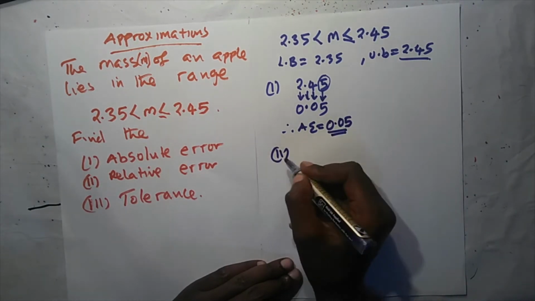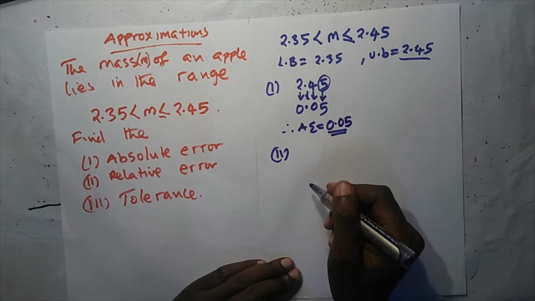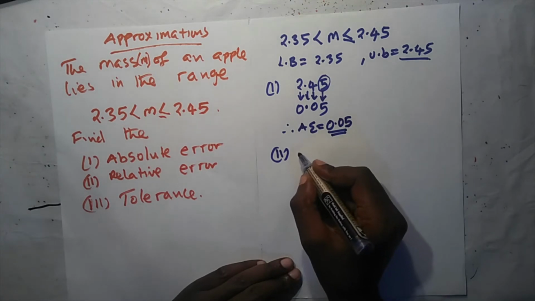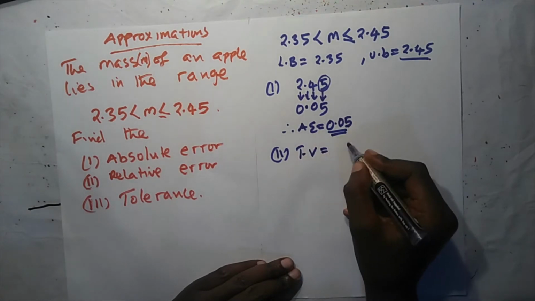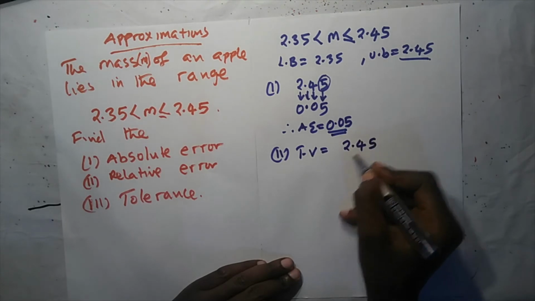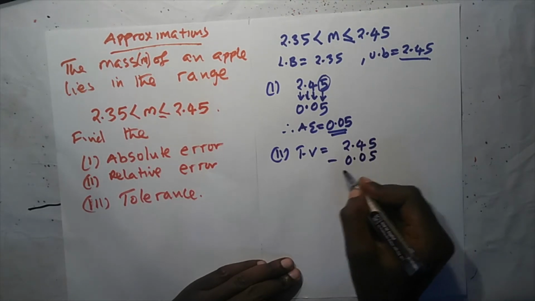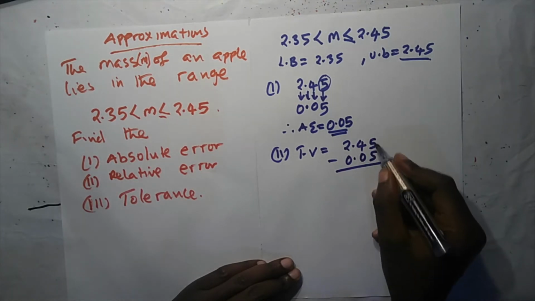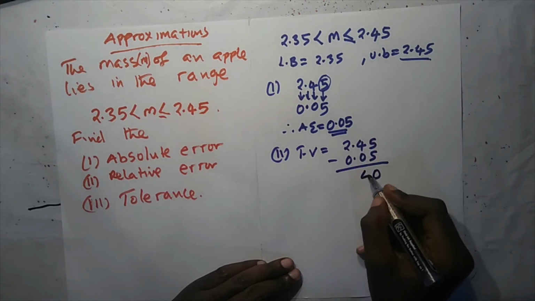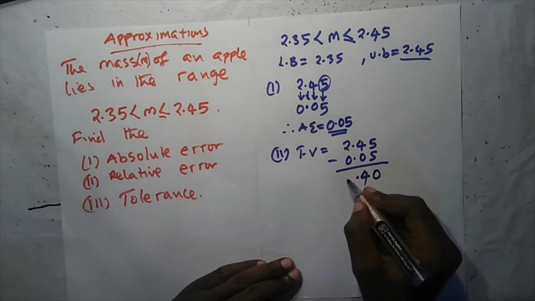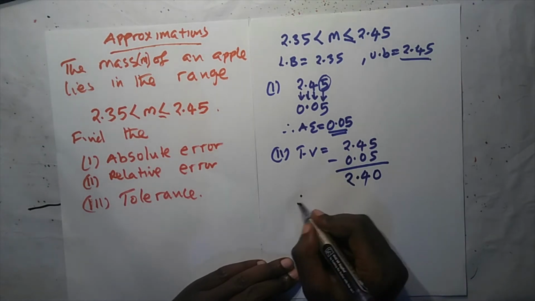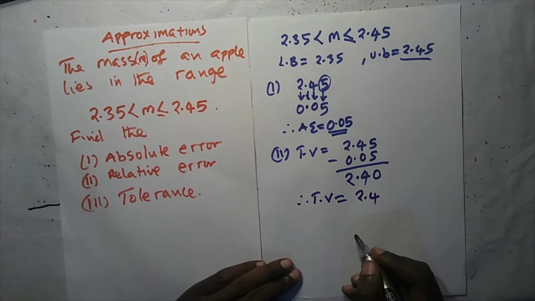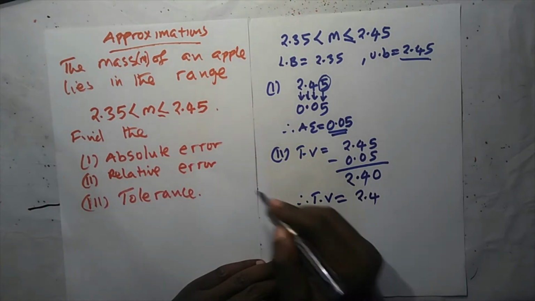And then the second question says, find the relative error. The way we find the relative error is first we have to find the true value. The true value will be found by subtracting the absolute error from the upper bound. So here you subtract 5 minus 5, you get 0, 4 minus 0, you get 4. And then here you have a point, and then you have 2. Therefore, the true value will just be 2.4.